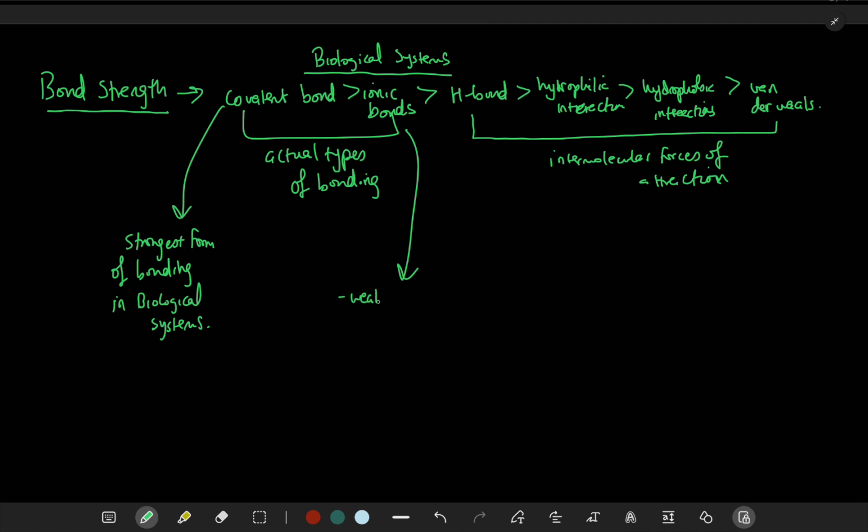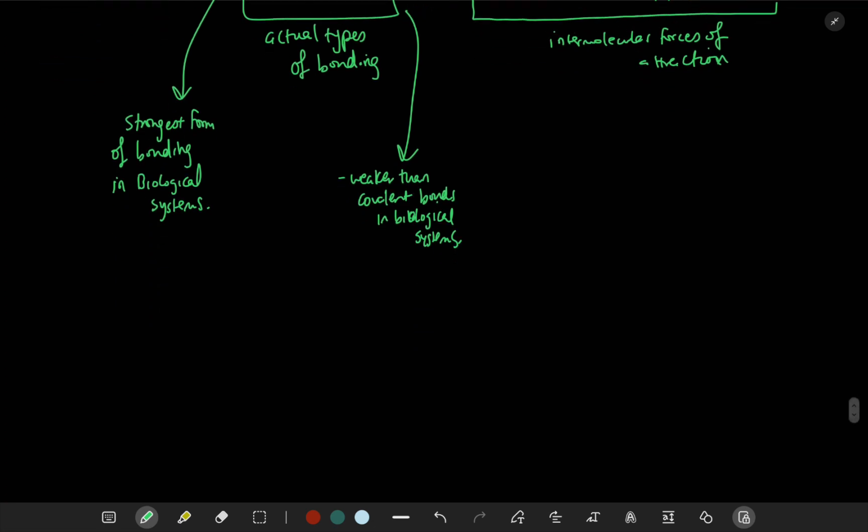So they're weaker than covalent bonds in biological systems, right? But they do technically have higher theoretical bond strengths. So we said in the biological system, these ionic compounds will be dissociated, charge separation, water will shield them, and so they're going to be weaker than covalent bonds, right? Because the attractive force is not going to be as strong.